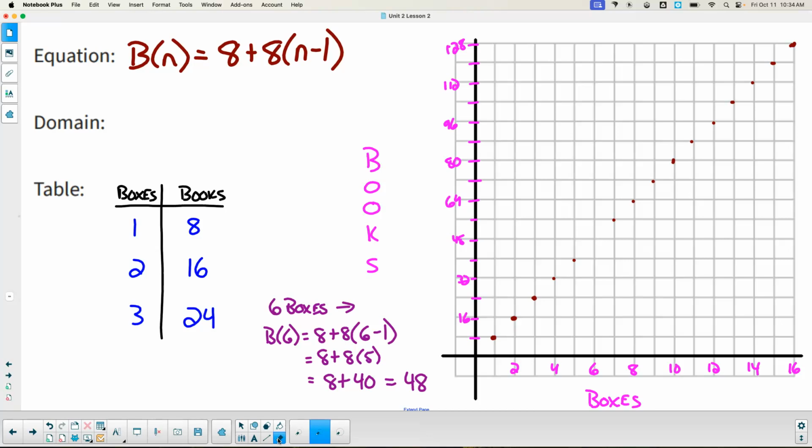Oops, no, I missed. Okay. 10 boxes was the other one. 10 boxes, we could go up our graph. We're going up and up and up and up and up. We get to there. So 10 boxes would be 80 books.